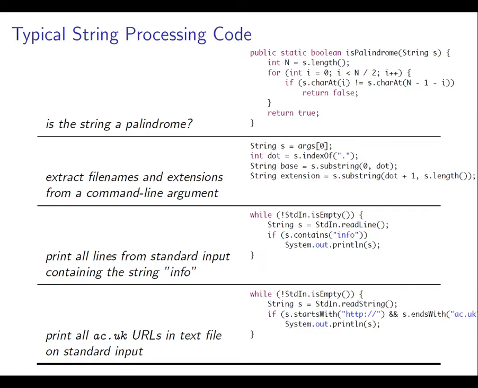So we've got a piece of code at the top there which is going to take a string as argument and is going to calculate a boolean to tell us whether or not the string is a palindrome. And if you have a look at it, you can work out how it works.